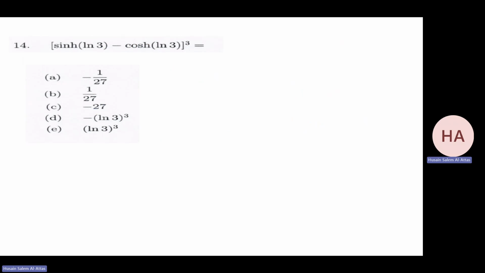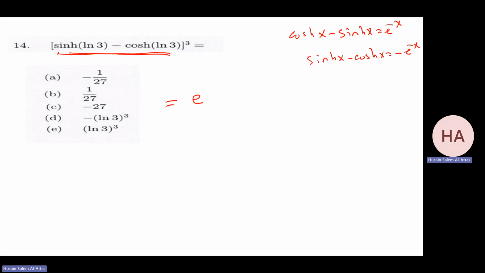This is my answer: sine hyperbolic of ln 3 minus cosine hyperbolic of ln 3. Be careful. This is what? I know that cosine hyperbolic x minus sine hyperbolic x is e to the power minus x. That means sine hyperbolic minus cosine hyperbolic would be minus e to the power minus x. Just multiply by minus. So this one is equal to minus e to the power minus ln 3, all cubed.